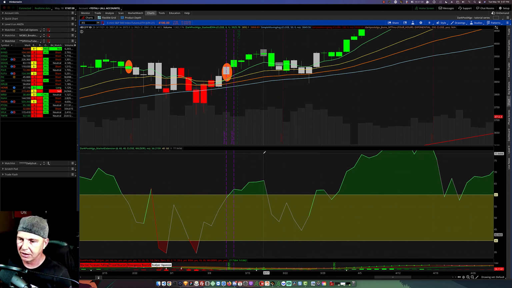Definitely a great additional indicator to help you with any trading strategy. It's pretty predictive, and if you have any questions about it, make sure you hit me up in the comments.